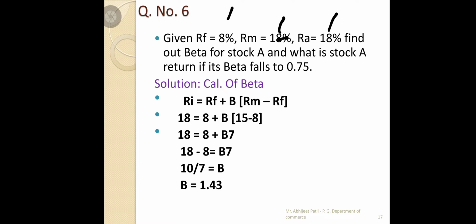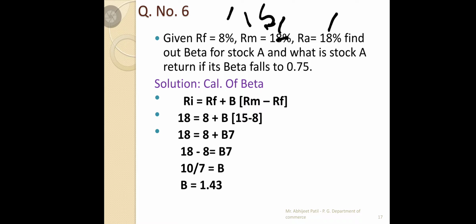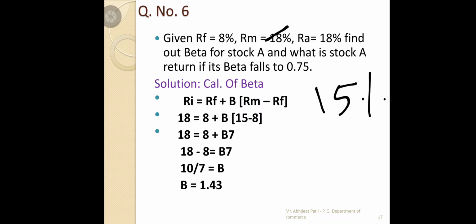Okay, sorry, RM is 15. So put RM equal to 15, and minus 8 we get beta times 7. 18 as it is, then RF 8, put that 8 on this side and we get beta times 7. So 7 beta is what we want, so 10 divided by 7 gives beta 1.43. Here one correction should be made: RM is 15%, not 18%. You should remember such corrections in these problems.